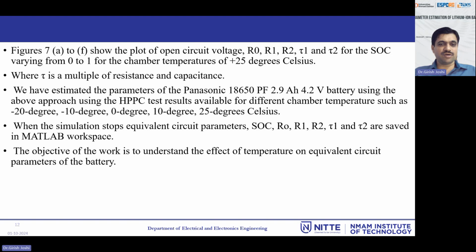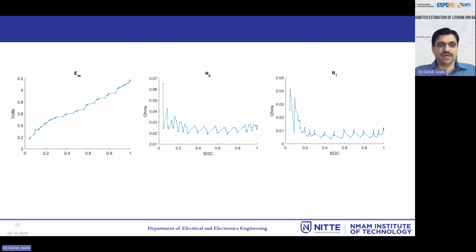When the simulation stops, equivalent circuit parameters like SOC, R0, R1, R2, tau 1 and tau 2 are saved in the MATLAB workspace. The objective of the work is to understand the effect of temperature on equivalent circuit parameters of the battery. Here is the result that we have obtained. The first graph shows the variation of the open circuit voltage OCV, which is shown here as EM, as a function of SOC. As we can see, as the SOC is increasing, OCV is also increasing.